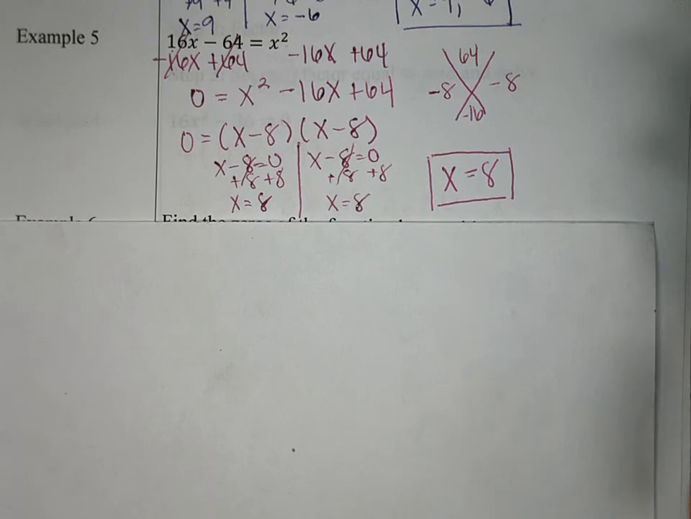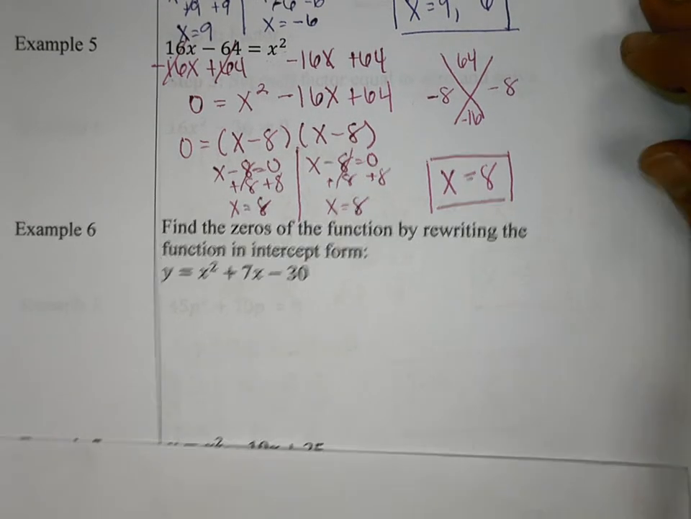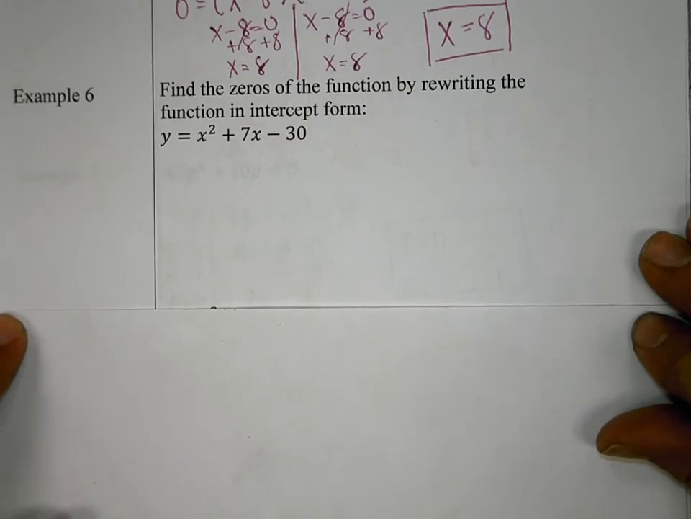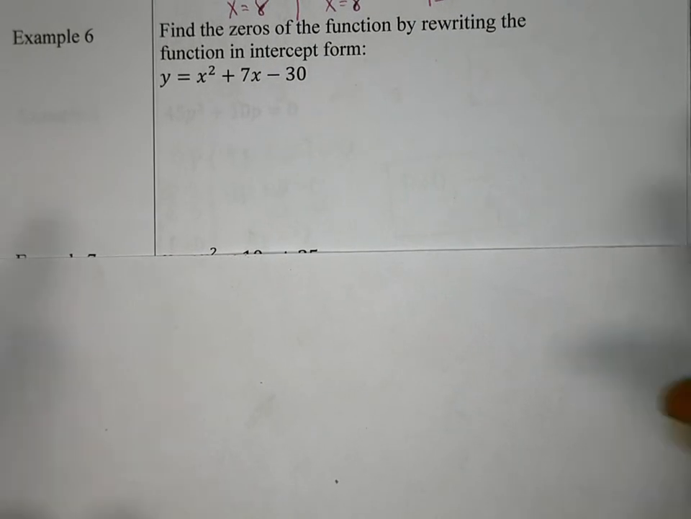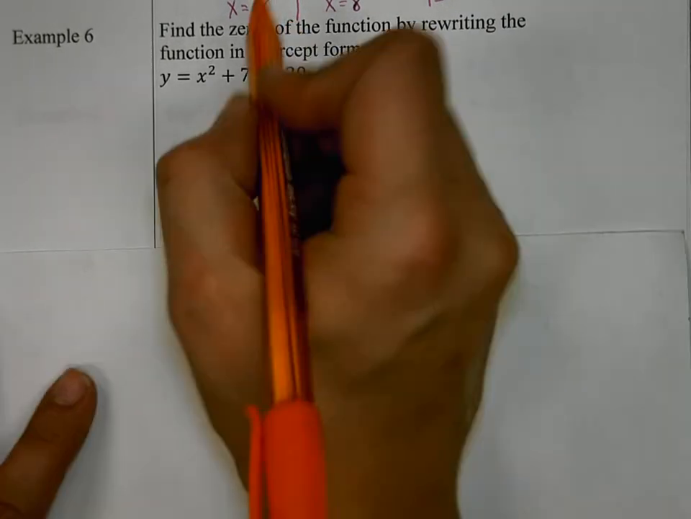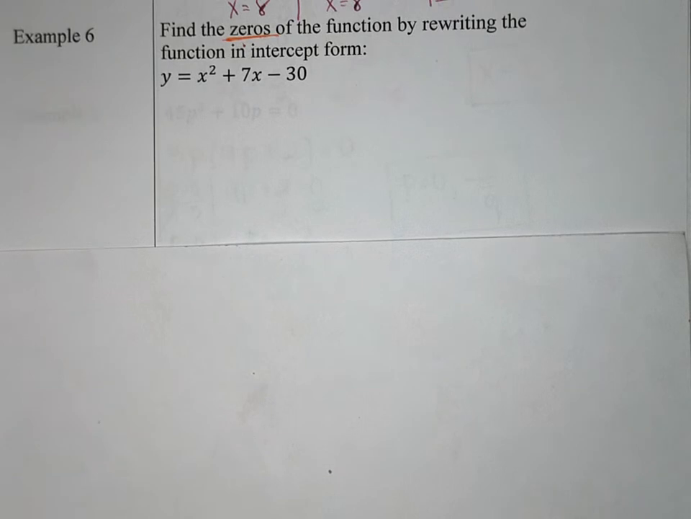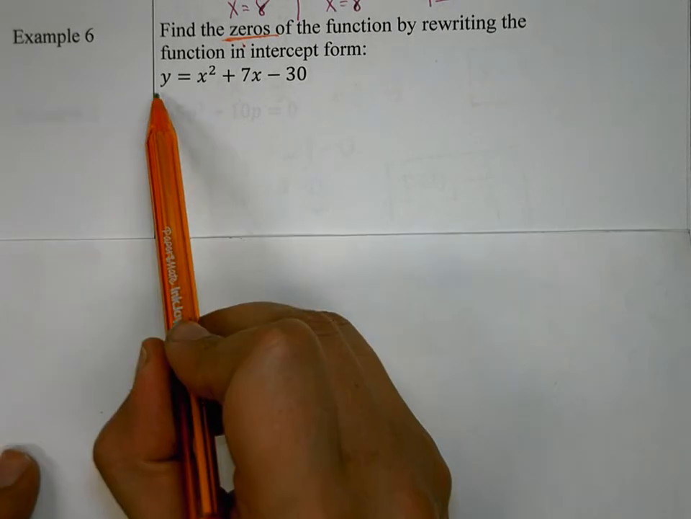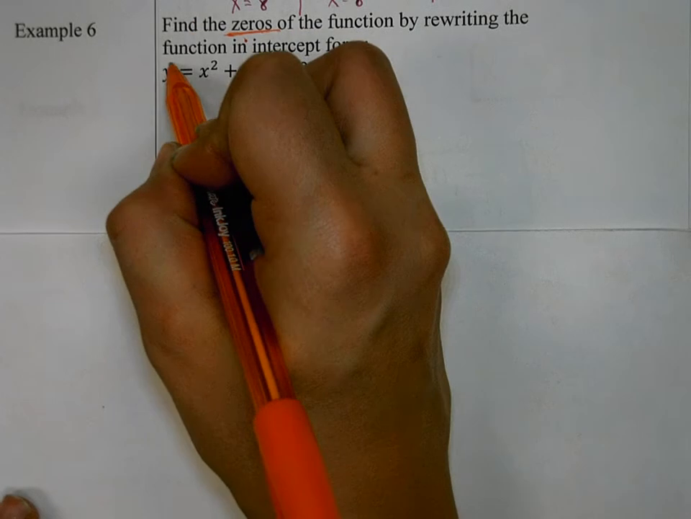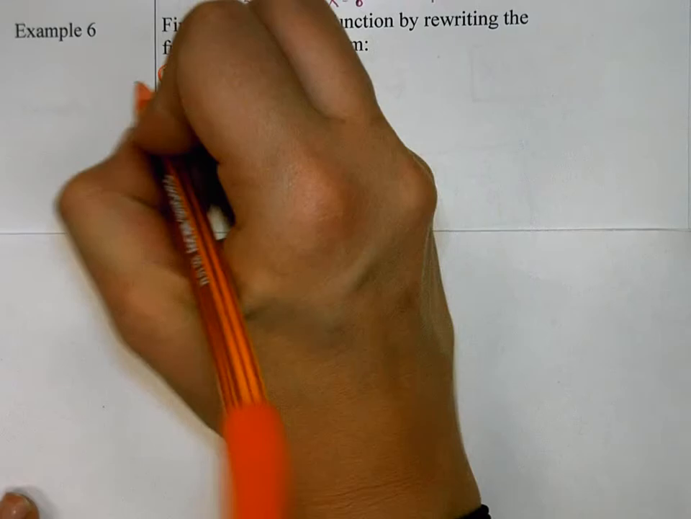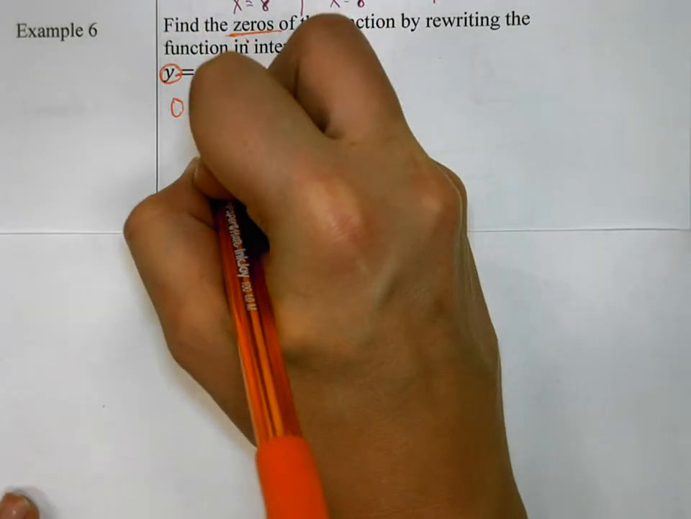Okay, last example, example 6. It's going to be worded a little bit differently, but the idea is still the same. So our wording here is find the zeros of the function by rewriting the function in intercept form. So they give us a function this time. The whole thing is not equal to 0. So when it tells us to find the zeros, basically all we have to do is take 0 and plug it in for y. So we just set the whole equation equal to 0.